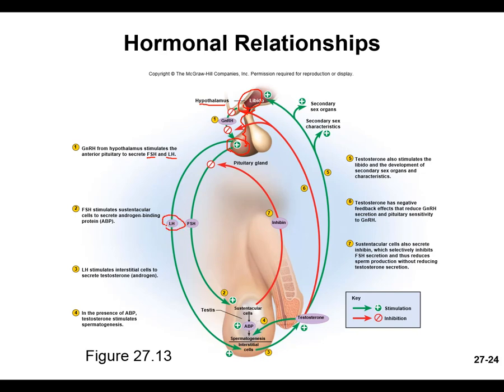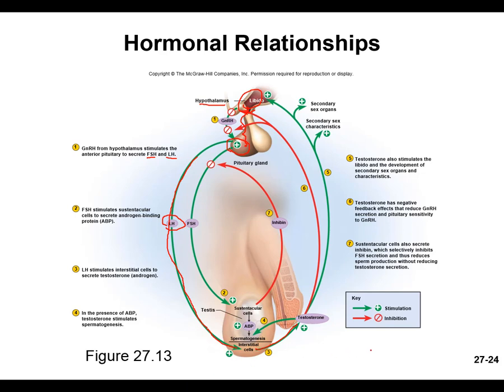So LH stands for your luteinizing hormone. This hormone comes down, flows through the bloodstream, and it's going to bind to receptors on the surface of your interstitial cells. Remember, these cells were in between where the sperm were being produced. The interstitial cells, if you remember, manufacture testosterone.